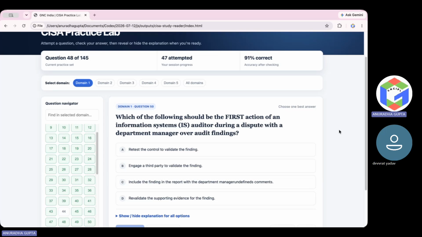By the time, you also need to complete all your pending domain one questionnaires. I will complete the questionnaires in 1 or 2 days, max by today or tomorrow. Then I will go through the CISA manual for 1 day.